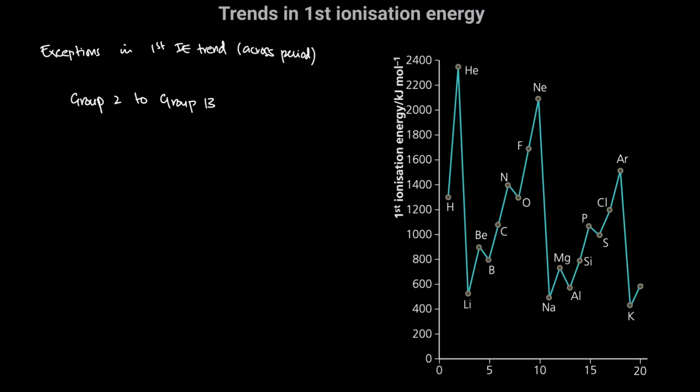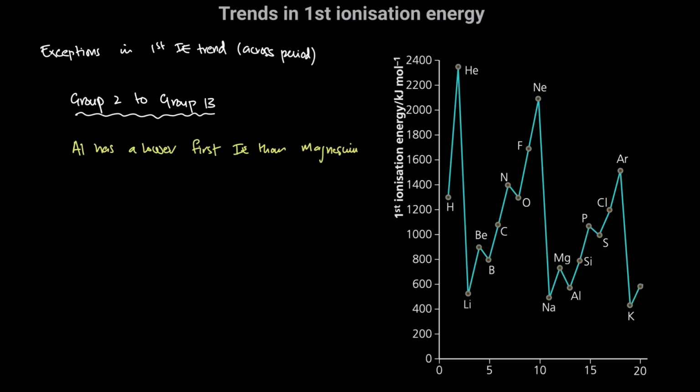If we were comparing the first ionization energy of magnesium versus aluminum, we can clearly see that aluminum has a lower first ionization energy than magnesium. Now the question is why.